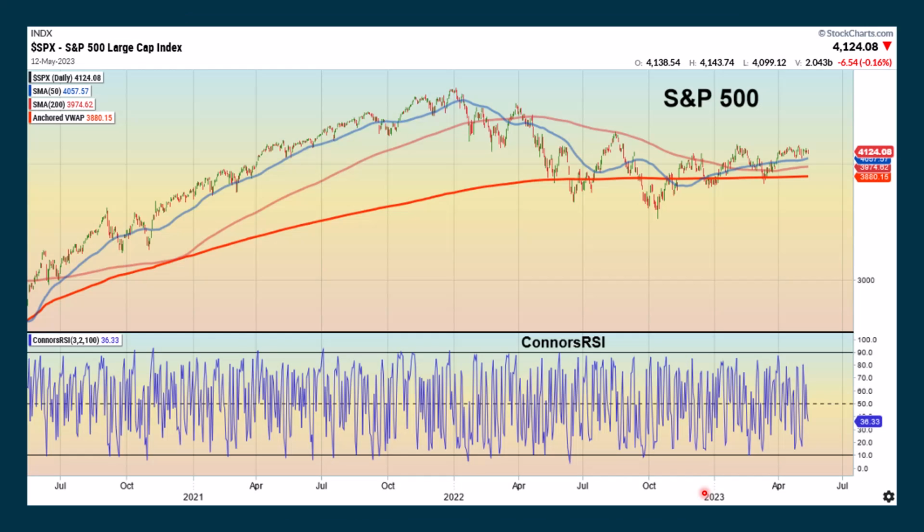In the intermediate term, we have the Connors RSI, which works just like a regular RSI. We tend to look at this when it gives us an extreme positive or negative reading. When it's above the dashed line, that's positive. Below the dashed line is negative. We're currently more negative and not getting an extreme reading.